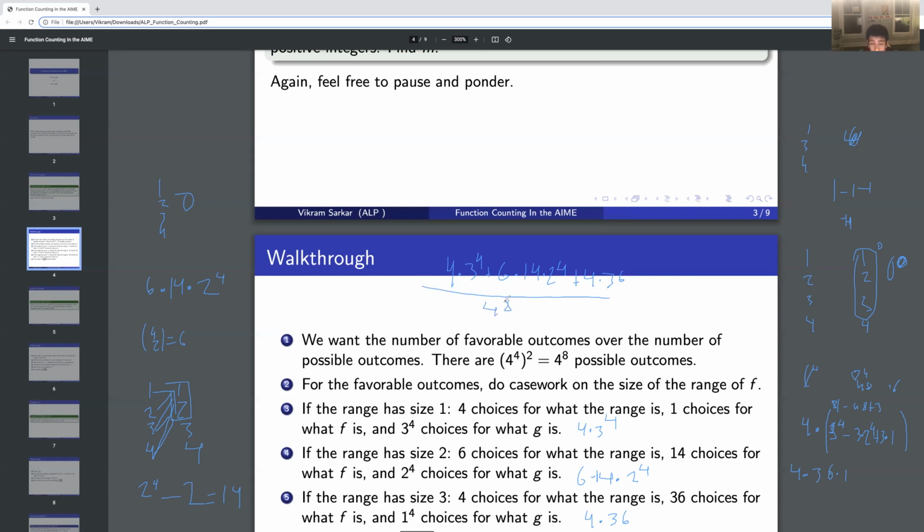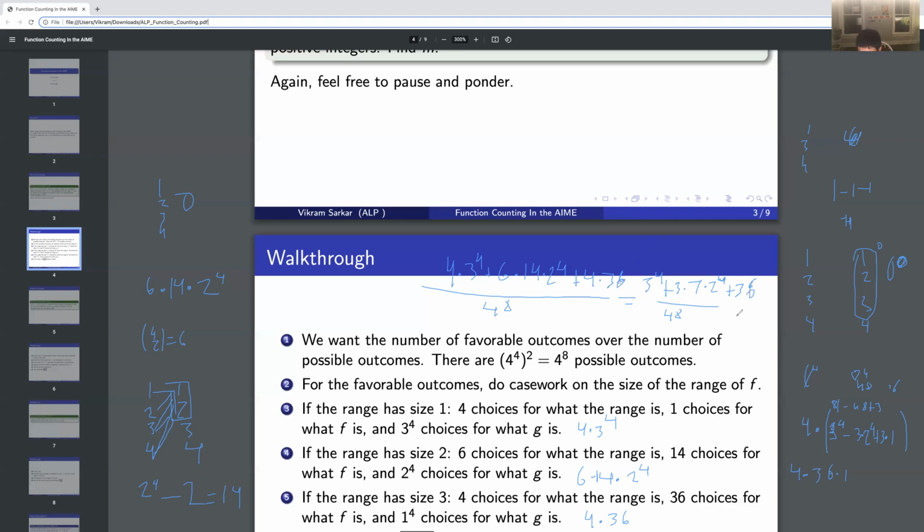4 to the 8. Now divide everything by 4, you get 3 to the 4. Divide this by 2, divide this by 2. 3 times 7 times 2 to the 4 plus 3 to the 6 over 4 to the 8. So what is the numerator? Well, we can compute that out. Oh, wait, no, this is 36. I need to work on my handwriting.